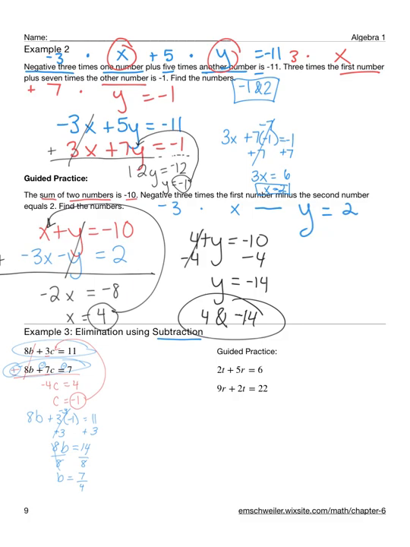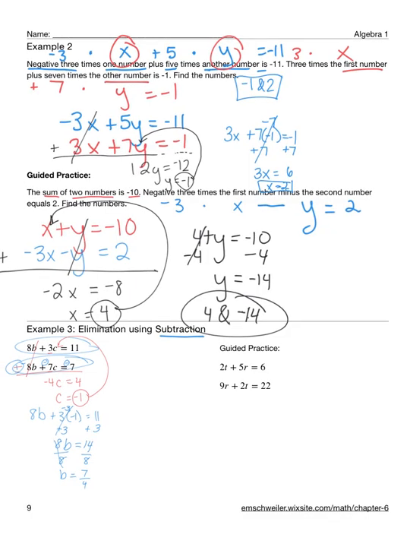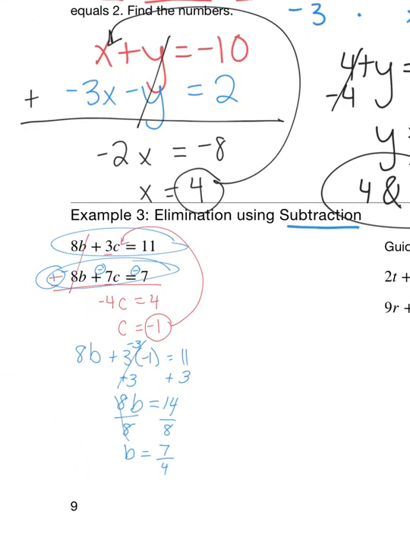All right, so we are saying that b is 7/4. So I'm going to substitute b into there, and we're saying c is negative 1.